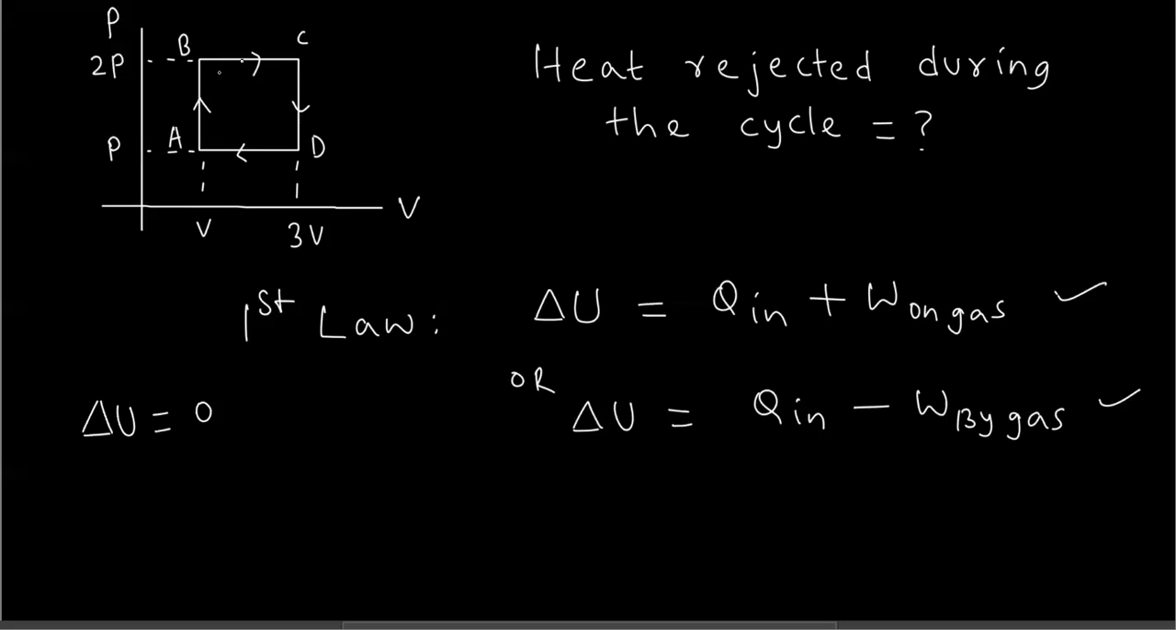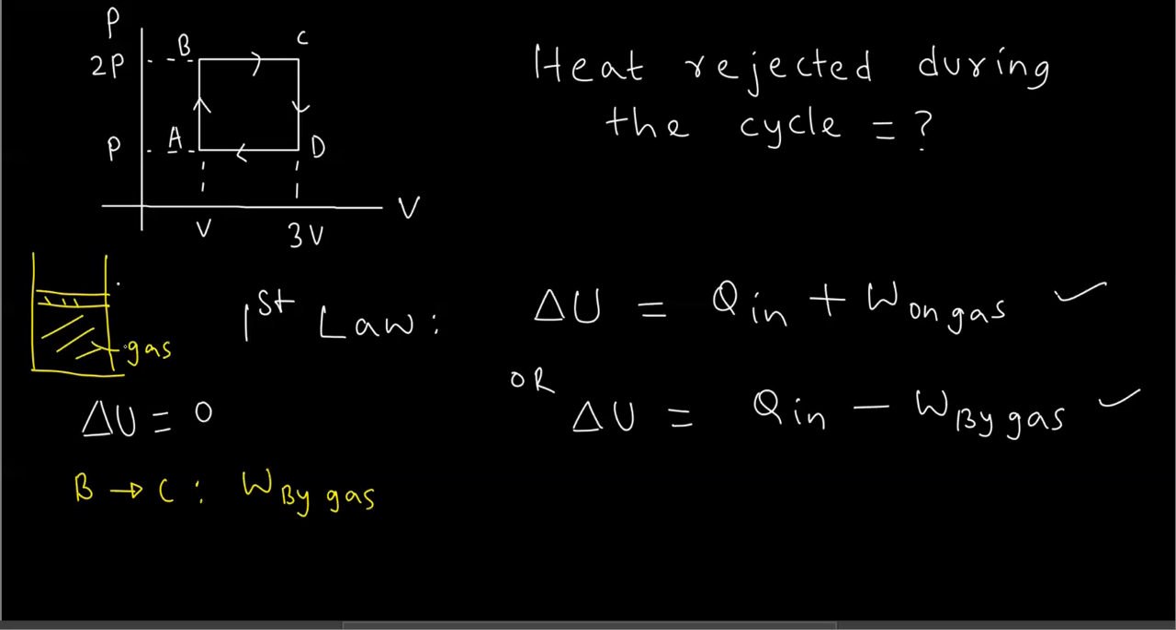Now, from B to C, the gas is expanding. If I take a look at B to C, the work is done by the gas, because the gas is expanding. You can always mentally imagine there is a cylinder with a tight piston, and inside you have gas trapped. So this gas is your system.